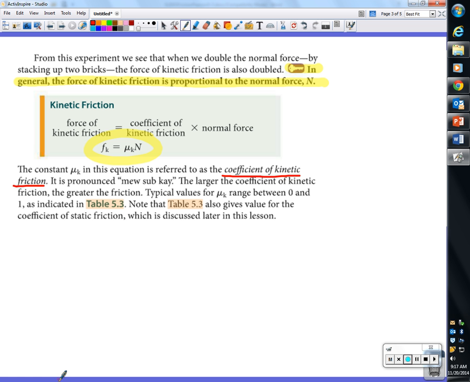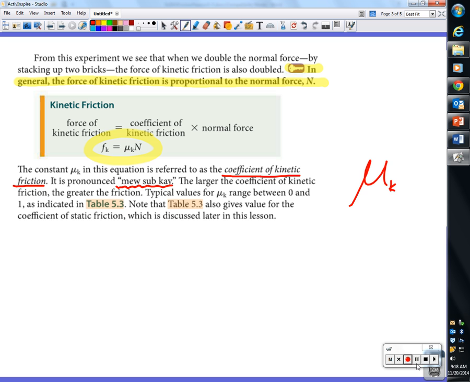We use a Greek letter to represent that coefficient. The Greek letter that we use is the letter mu. They gave you a little pronunciation here. We use the subscript k to represent kinetic friction. So mu sub k talks about the coefficient of kinetic friction. At least good conceptually right now.